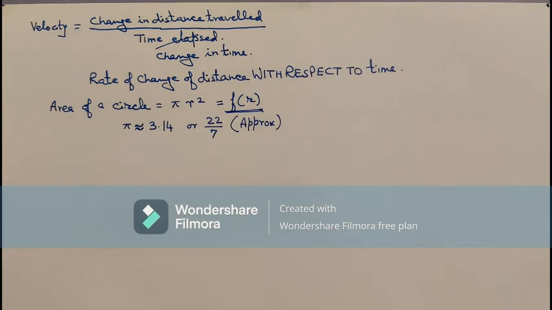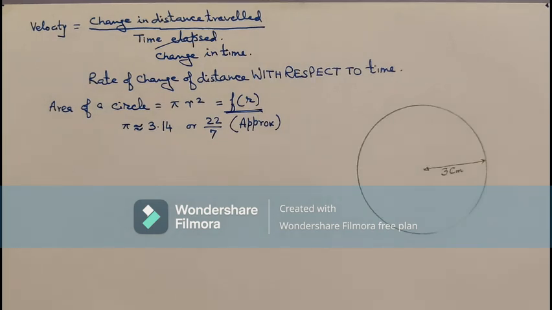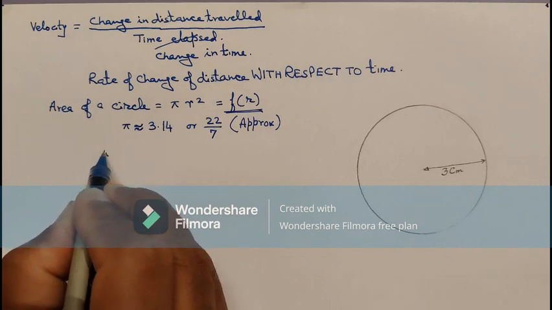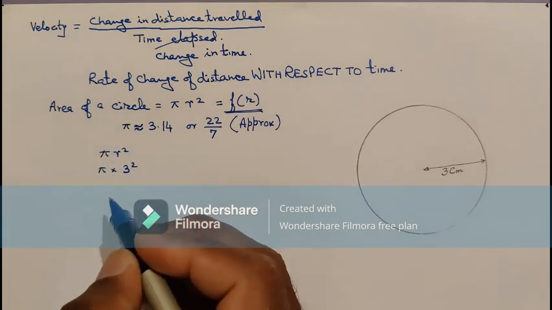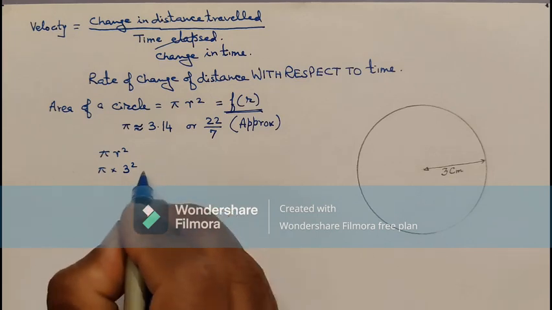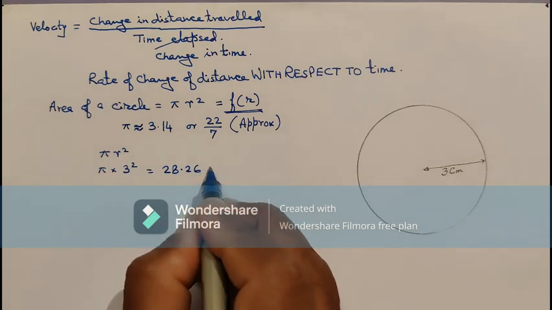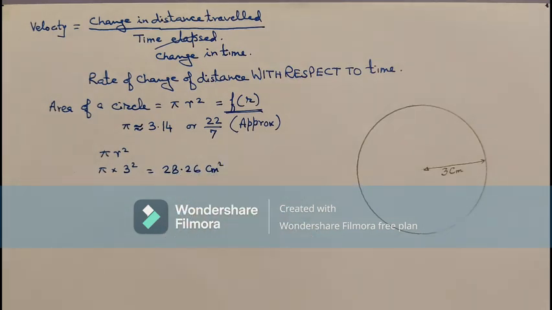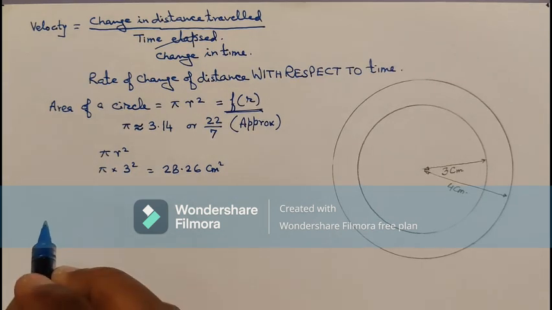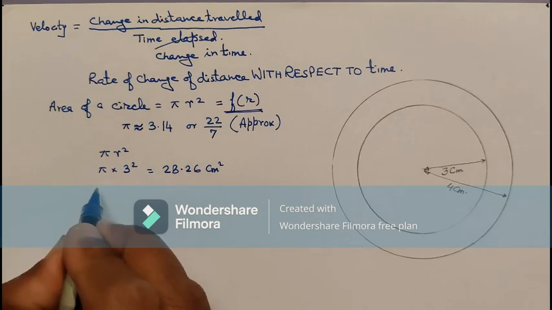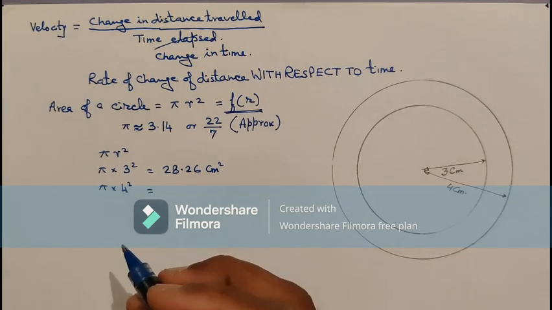I create a circle with radius, say, 3 centimeters. It has an area of pi r-square, which works out to 9 pi or approximately 28.26 centimeters square. I have some way to expand the circle, retaining its shape, and so I expand the radius to 4 centimeters. The area now becomes pi into 4 square, approximately 50.24 centimeters square.